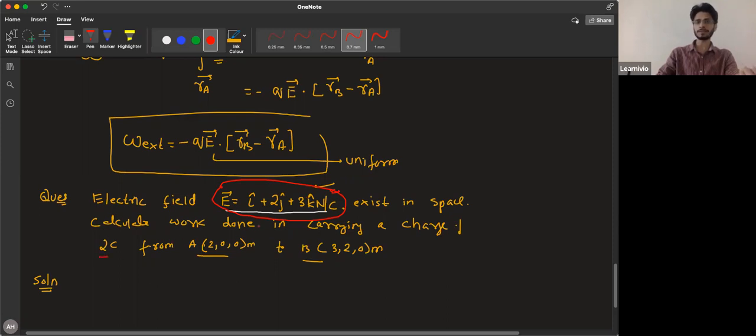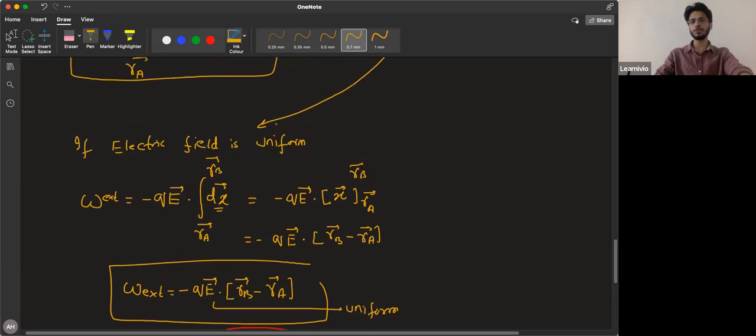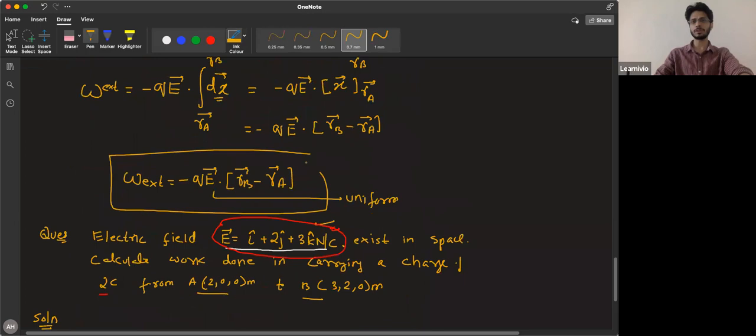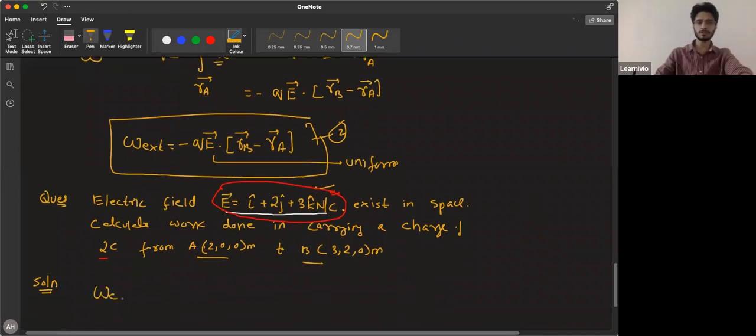I need work done by external force. So which expression will you use? You will use equation number 1, or equation number 2? Which expression will you use to calculate work done? Fine. So I need work done by external force. The work done by external force is minus of q E dot (r_B, position vector of point B, minus r_A, which is position vector of point A).